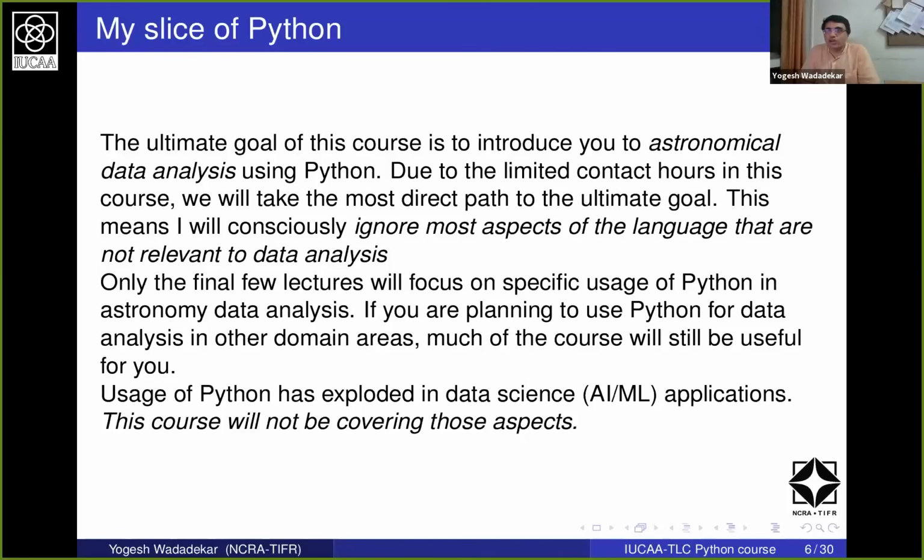So a little bit of philosophy, how we are going to approach this. The ultimate goal of this course is to introduce you to astronomical data analysis using the Python programming language. But due to the limited contact hours in this course, we will take the most direct path to the ultimate goal. This implies that I will have to consciously ignore most aspects of the language that are not relevant to data analysis. So as we shall see soon, Python programming language has 2 parts. One is the core Python programming language, which we will cover in reasonable detail.